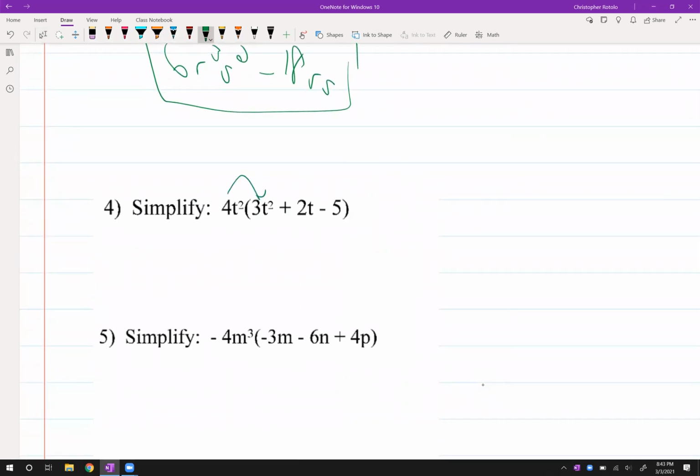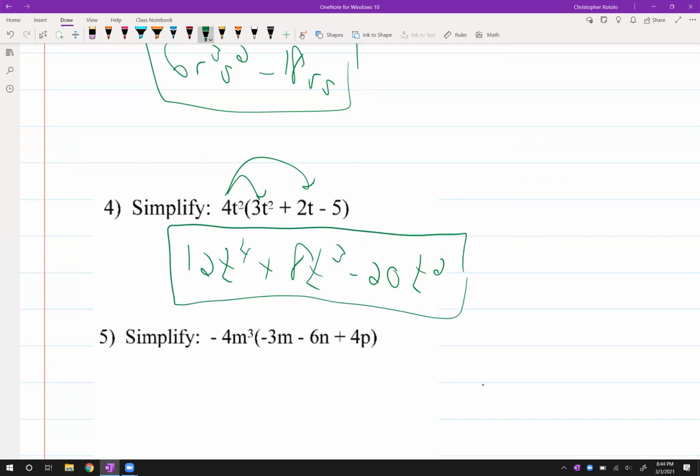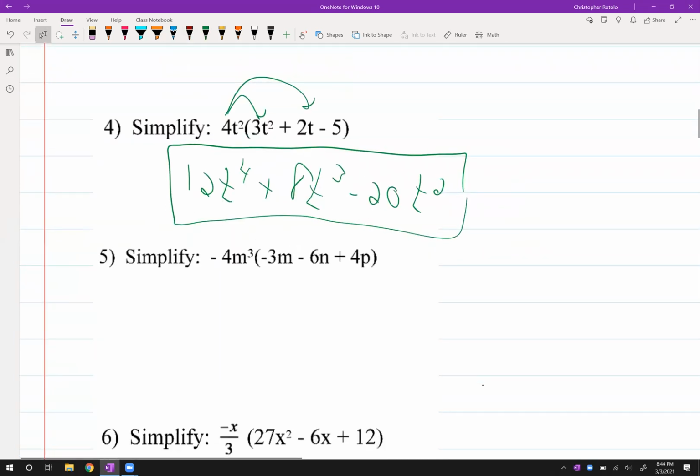All right, so 4 times 3, that's 12. T squared and t squared, that's t to the 4th. 4 times 2 is 8. And they were both positive, so I'll keep it plus. T squared, another one, is t cubed. And then 4 times negative 5 is negative 20. T squared doesn't get any more, so it stays t squared. Easy peasy.